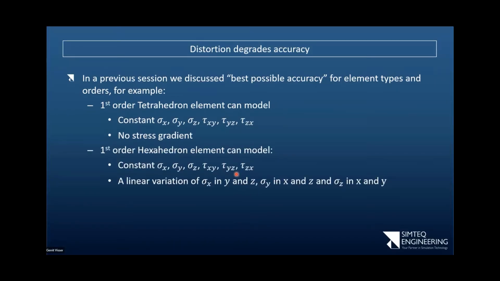Okay, if I look at the first order hexahedron element on the other hand, we've also got all of the constant stress components. But in addition to that, we have linear variations in some of the components, like the stress in the x direction can vary in the y and z direction, the stress in y can vary in x and z, and so on. So for fewer degrees of freedom, I can have significantly more accurate results using hexahedron elements than tetrahedron elements, simply based on this.